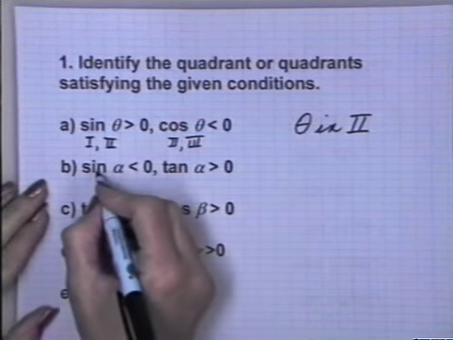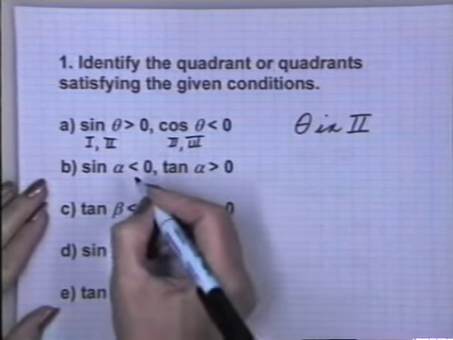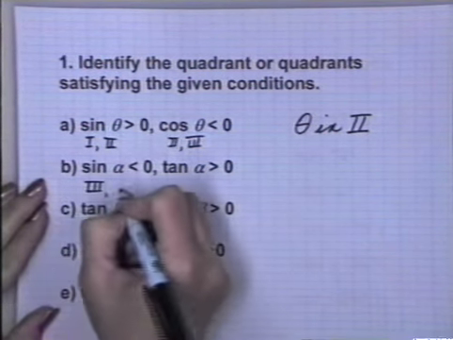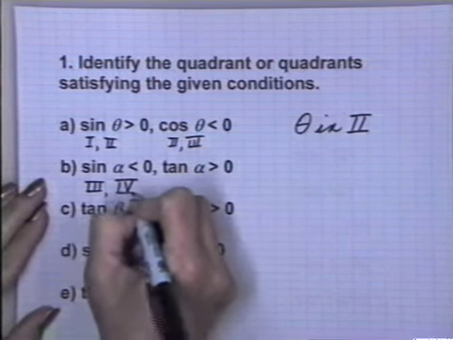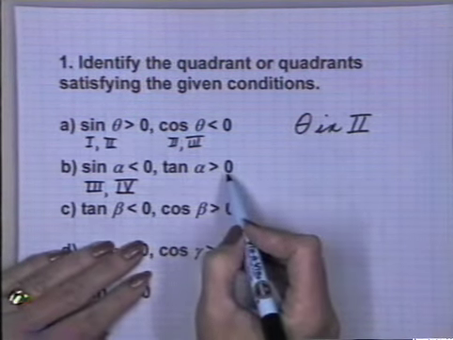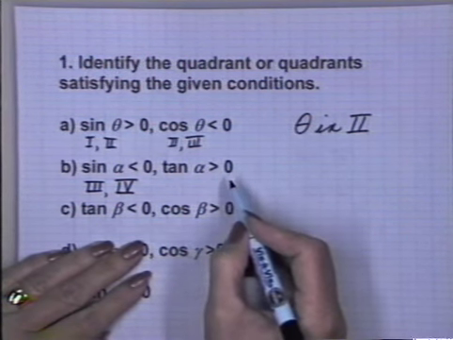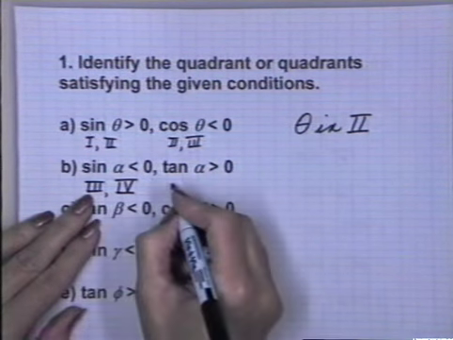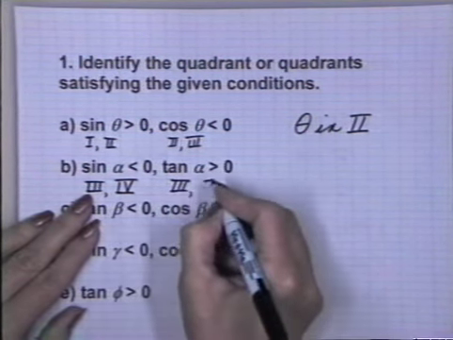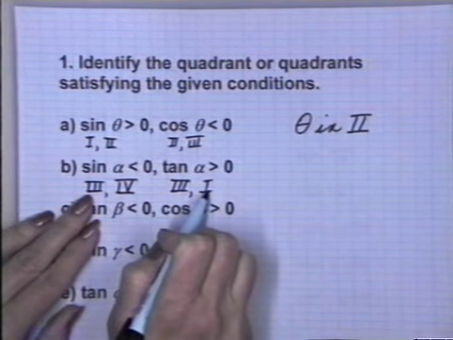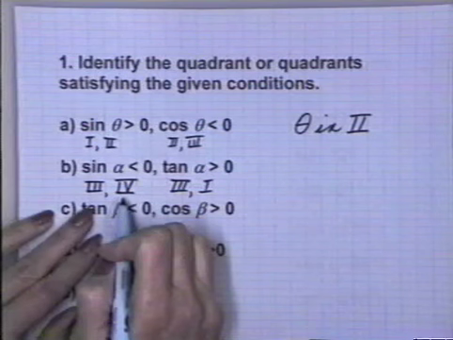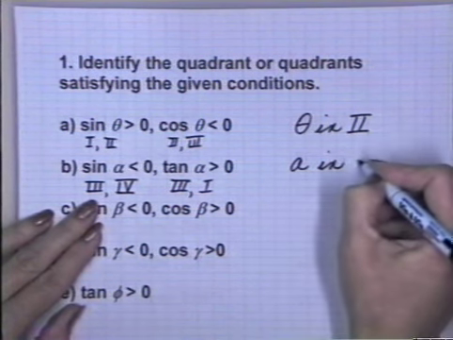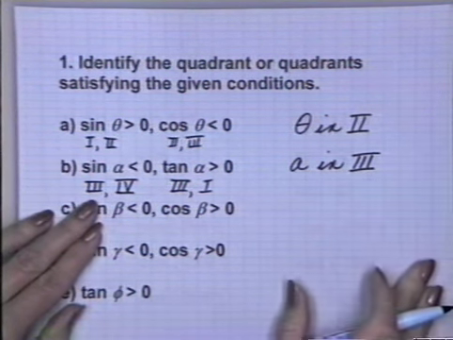For B, we know that the sine of alpha is less than 0, which means the sine is negative, and the sine is negative in the third quadrant and the fourth quadrant. Now, let's see. This says the tangent of alpha is greater than 0, which means the tangent is positive. So where is the tangent positive? Well, it's positive in the third quadrant. It's also positive in the first quadrant, but we know alpha can't be in the first quadrant because we know the sine of alpha is negative. So alpha in this case would have a terminal side in quadrant 3.